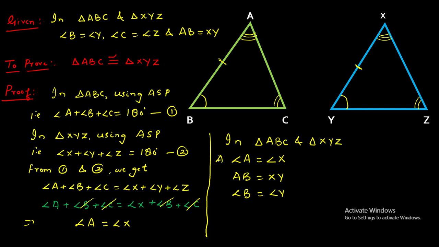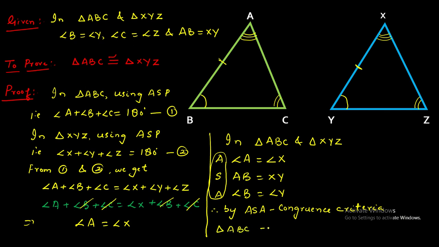Therefore, we got that two angles and the included side of one triangle are equal to two angles and the included side of another triangle. That means by ASA congruence criteria, triangle ABC is congruent to triangle XYZ. Thus, we proved that if two angles and a side of one triangle are equal to two angles and one side of another triangle, then the two triangles are congruent.